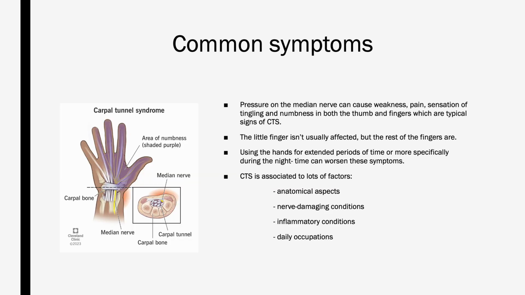Just like any other medical condition, to know if one has CTS, you can look out for common symptoms that include weakness, pain, sensation of tingling, and numbness in both the fingers and the thumb, which are typical signs of this condition. The little finger isn't usually affected, but the rest of the fingers are, as shown on the picture to the left. Using the hand for extended periods of time, or more specifically during the nighttime, can worsen these type of symptoms. CTS is also associated with a lot of other factors such as anatomical aspects, nerve damaging conditions, inflammatory conditions, and overall daily occupations.